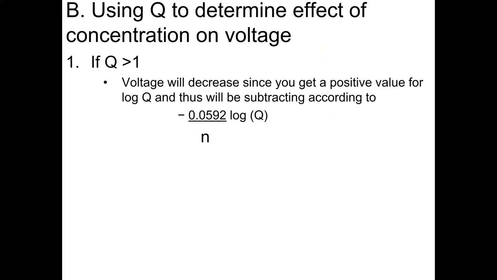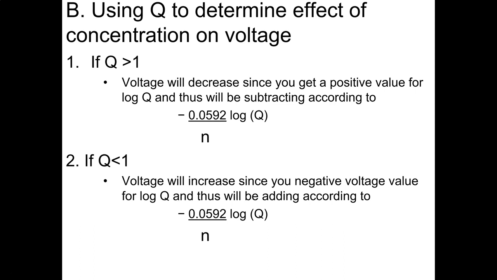So if your Q is greater than 1, the voltage would decrease, because you get a positive value for log Q, and thus we'll be subtracting. I won't do the log Q part. I'll just say, according to the Nernst equation, because my Q is greater than 1, my voltage would decrease. Done. 100% correct. You could do all the rest if you're really bored, but I won't suggest it. If Q is less than 1, voltage will increase, because you get a negative value for log of Q, and thus we'll be adding according to that equation. So, very important concept, because anytime the concentration is not 1 molar for a galvanic cell, you have to use this as your argument. Otherwise, you get 0 points. So be aware of it.